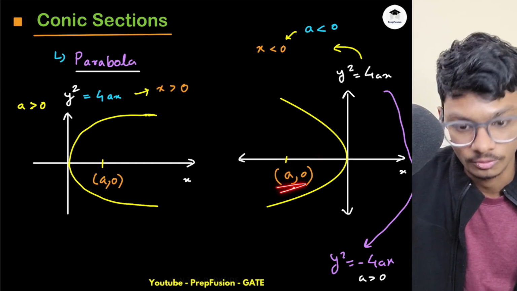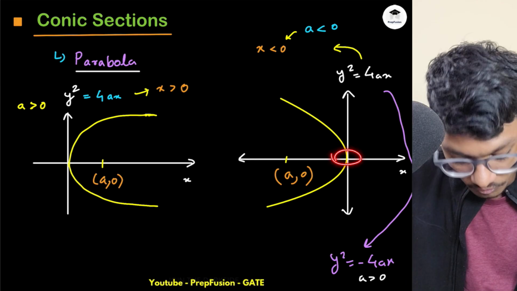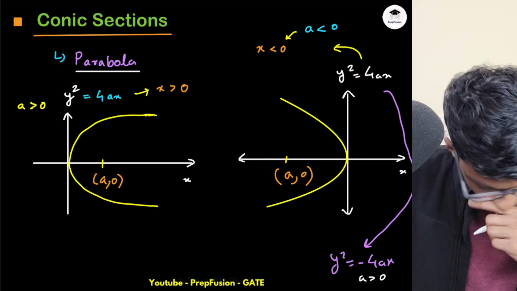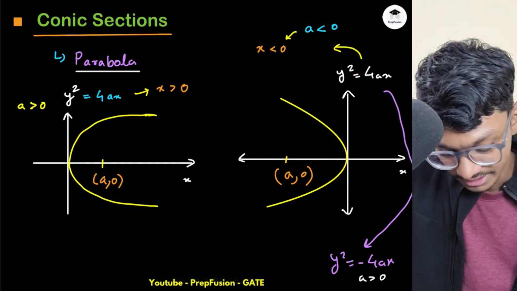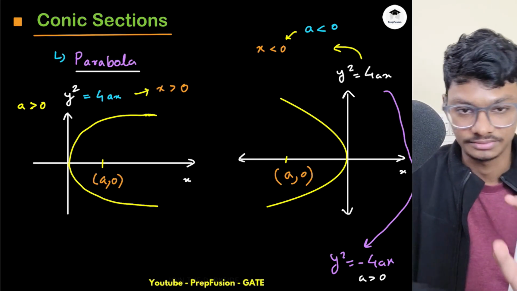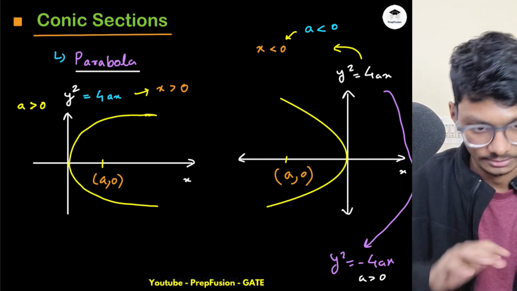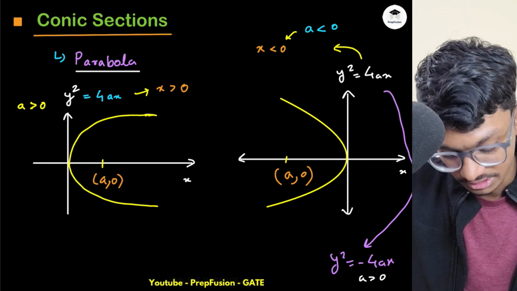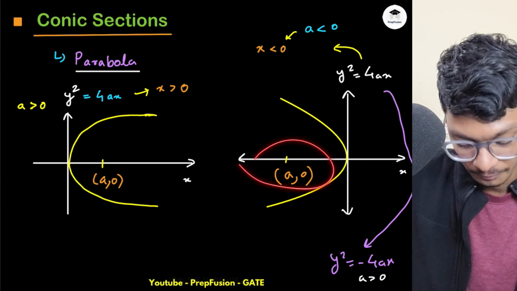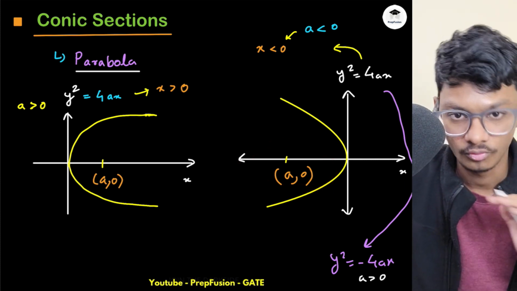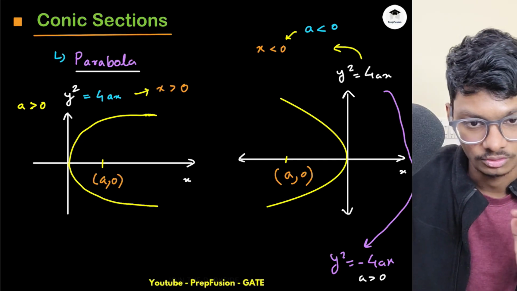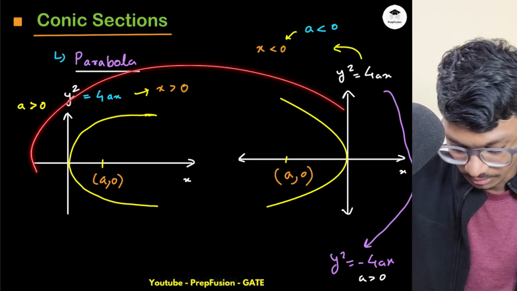So what is a comma 0? Basically, when my y is 0, this is a vertex, so don't get confused. This is something else, so you don't have to worry about this right now. These are a few terminologies about the conic sections. We don't need to study all that. Those things are not required for the exam. Okay, so this is about the parabola.